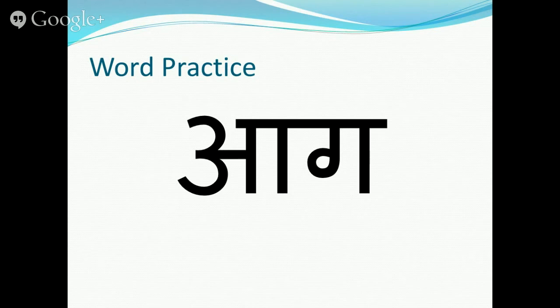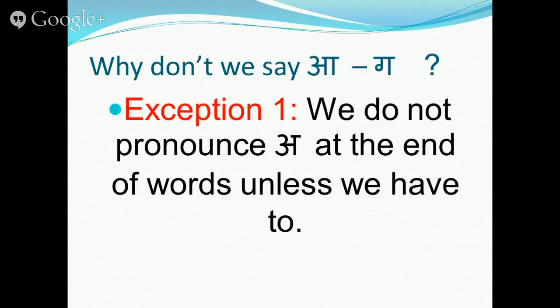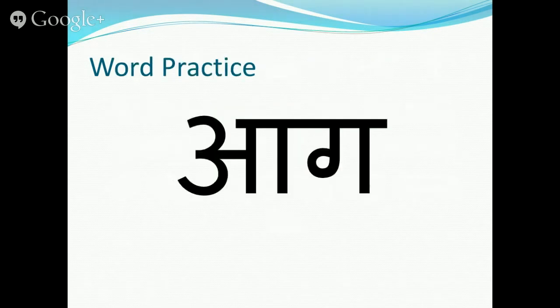So this is ag, ag, ag, which brings us to an interesting point. So why didn't we say aga, aga? Because that's what we learned. We learned that if there's nothing after a consonant, then the inherent a is there. So in this case, why did we say ag?